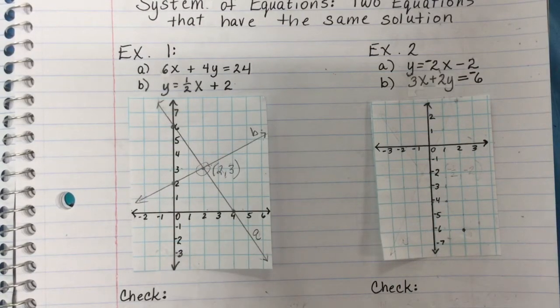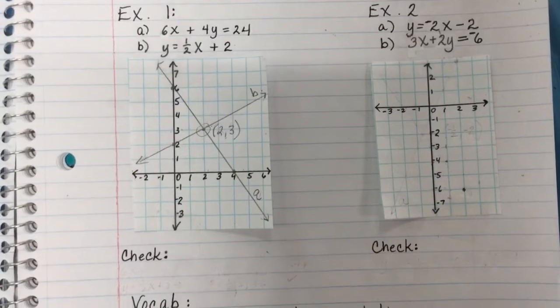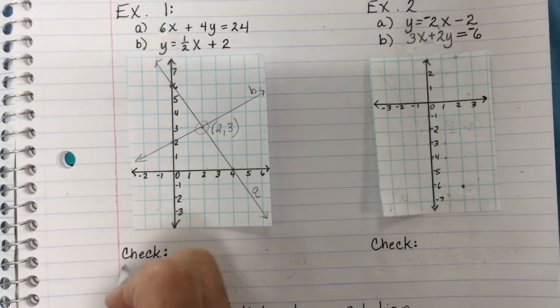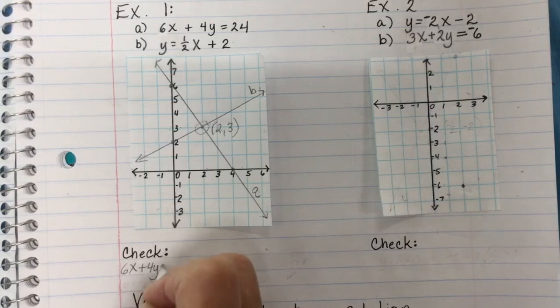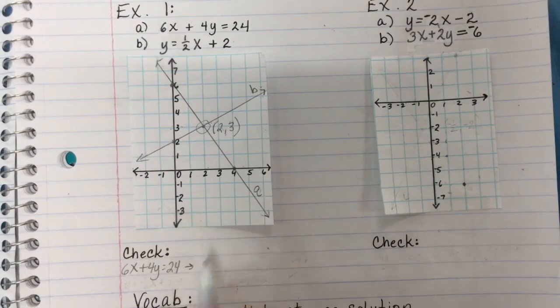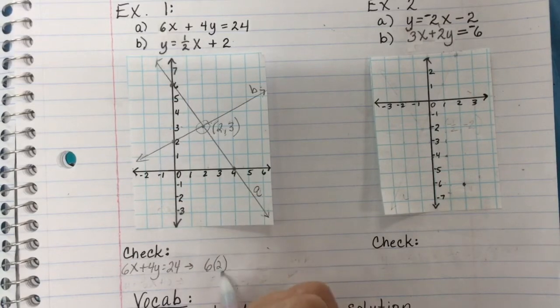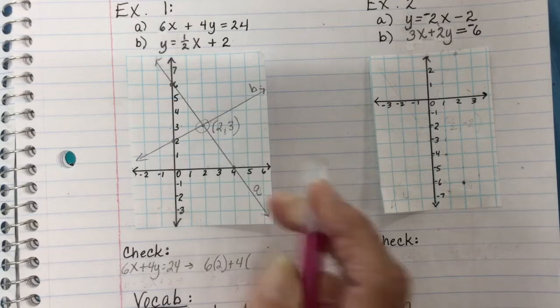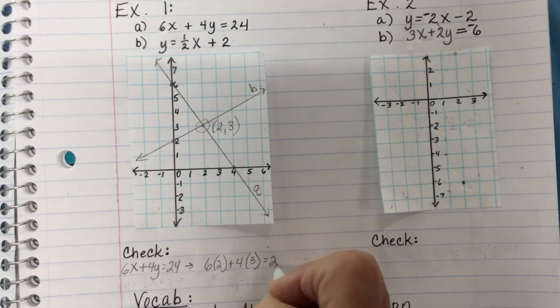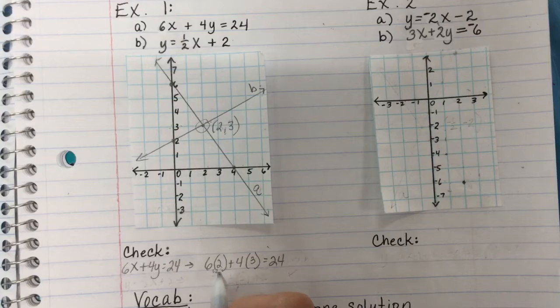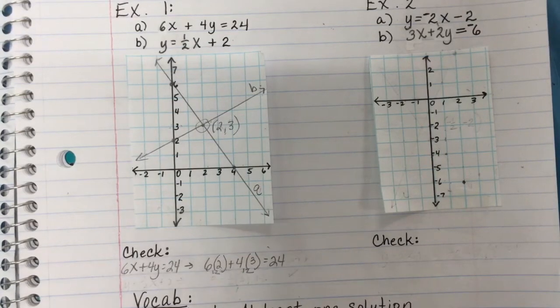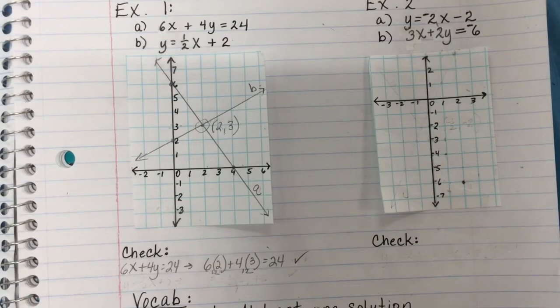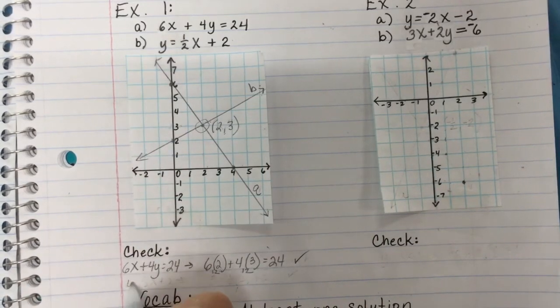Now graphing is a very imprecise method, so we want to double check our answer. So we're going to do the check. Let me slide down here so you can see where I do the check. So we're going to say 6x plus 4y equals 24 is going to be replaced with 6 times x, which is 2, and then 4 times y, which is 3, and that should equal 24. So 6 times 2 is 12, 4 times 3 is 12, 12 plus 12 does equal 24. It checks. Now we're going to use the second equation to make sure it works in that one also. It can't work in just one because then it wouldn't be a system anymore. It has to work in both.